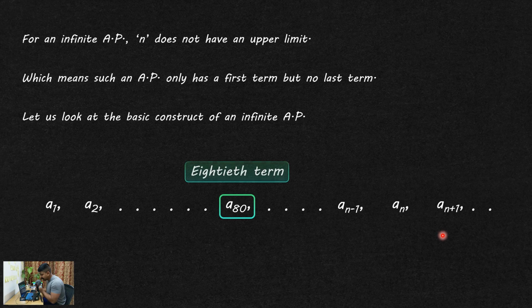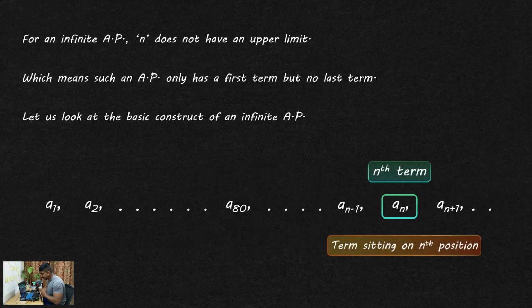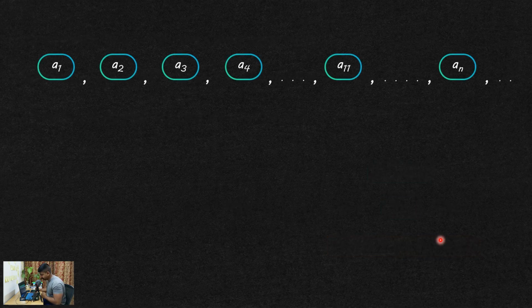Now a80 is the 80th term, but you know what we'll call it? The term sitting on the 80th position. Similarly, an is the nth term, but we'll call it the term sitting on the nth position. Now I understand that you might feel a little monotonous that I'm saying again and again term sitting on this position, but believe me, this practice is definitely going to help you in the future discussion. So here we have an AP. We have a1, a2, a3 and so on.